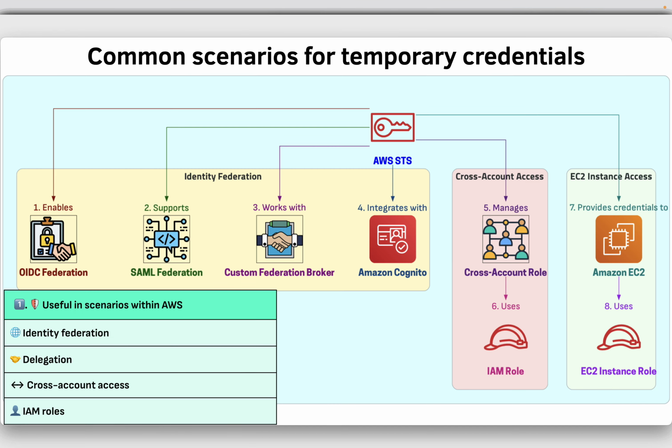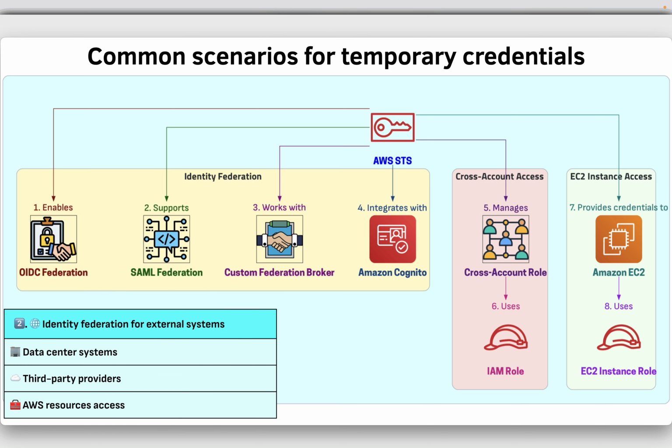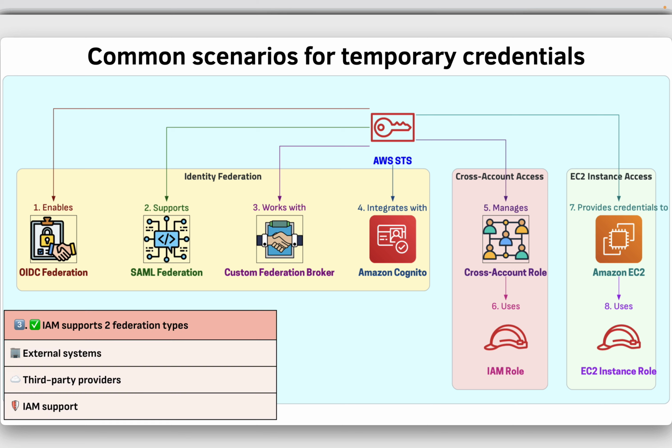So, common scenarios for temporary credentials. Temporary credentials are useful in scenarios involving identity federation, delegation, cross-account access, and IAM roles within AWS. Identity federation allows managing user identities in external systems, either within your data center or through third-party web providers, to access AWS resources. IAM supports two main types of identity federation. One for external systems in your data center and another for external third-party web providers.